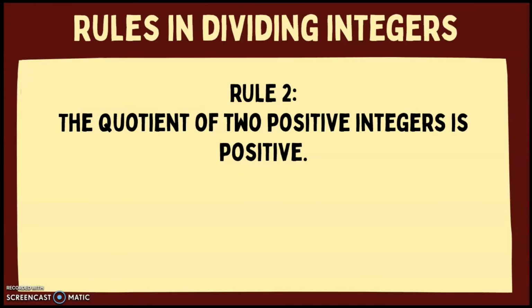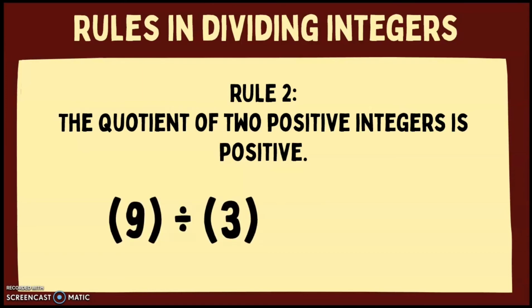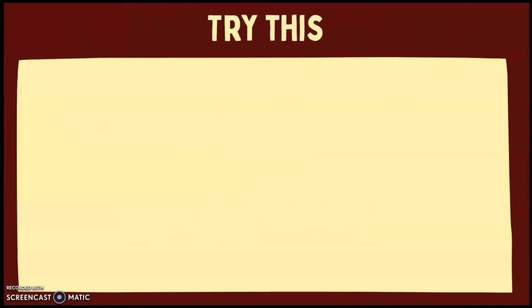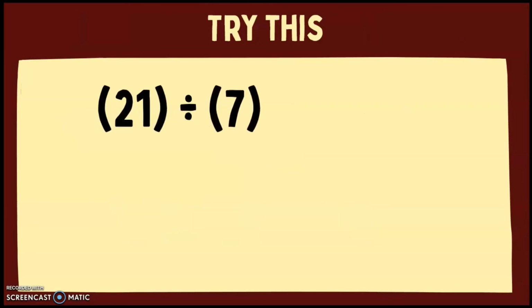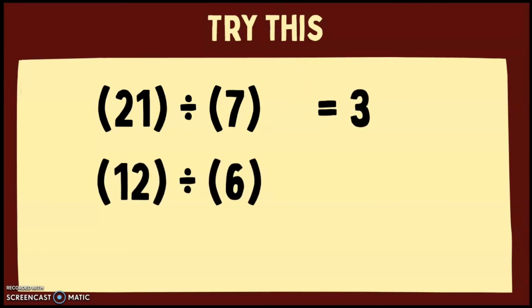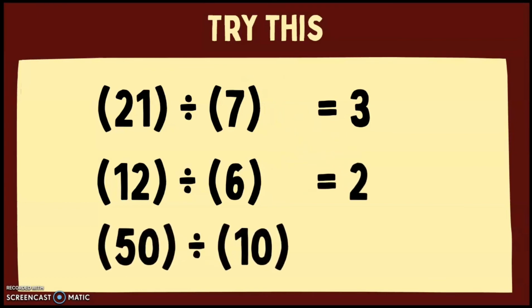Rule number 2. The quotient of two positive integers is positive. So, same with multiplying integers. Whenever you are dividing two positive integers, the answer is a positive number. Example, 9 divided by 3 is positive 3 because you are dividing two positive integers. More examples. 21 divided by 7, so the answer is 3. 12 divided by 6 is equal to 2. Lastly, 50 divided by 10 is 5. So, as you can see, all answers are positive because we are dividing positive numbers.